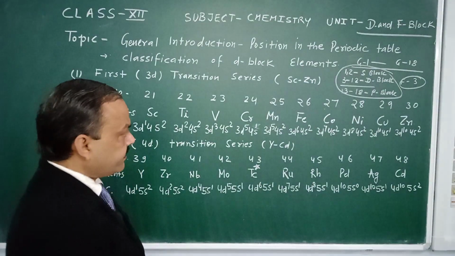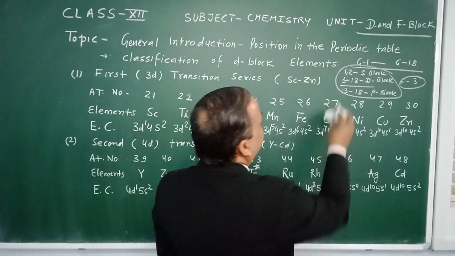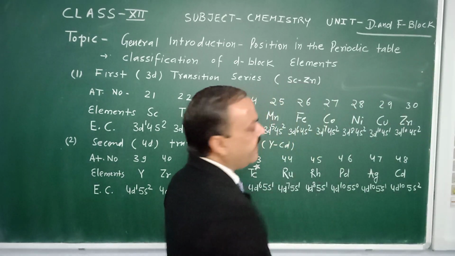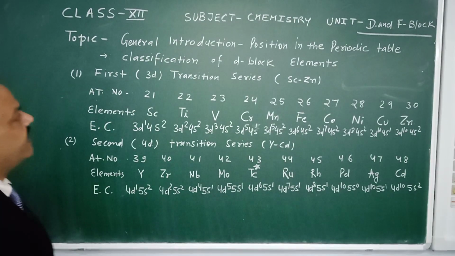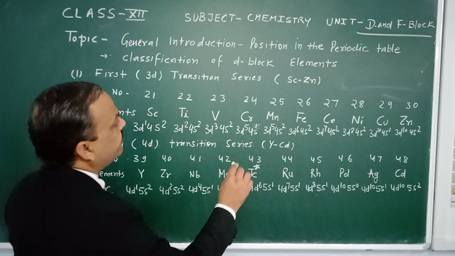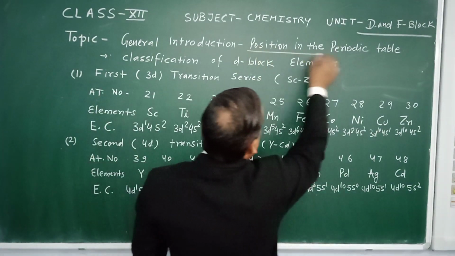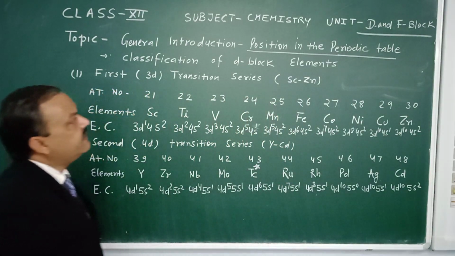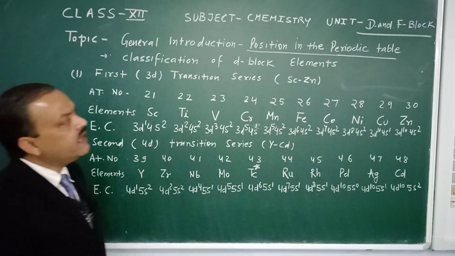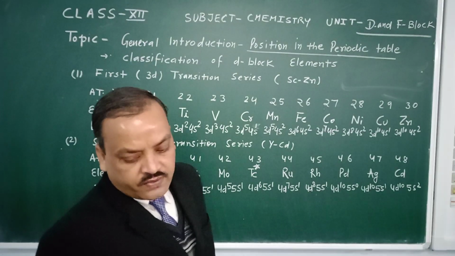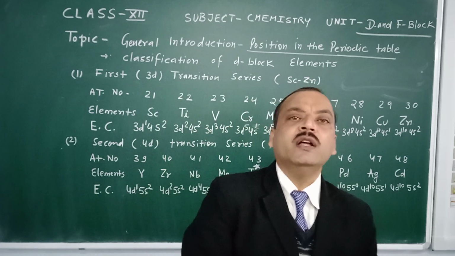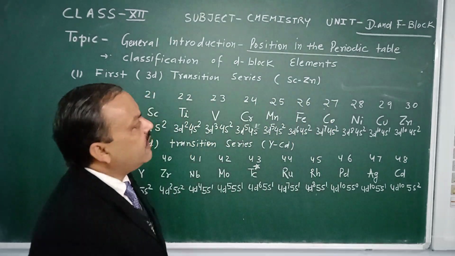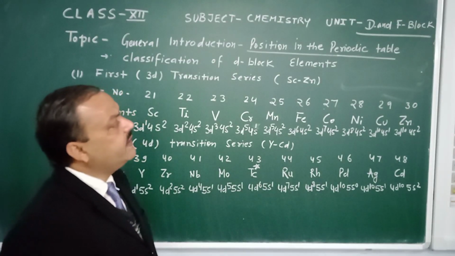Now we discuss the details of d and f block elements. First, the general introduction and position in the periodic table. We know that from group number 3 to group number 12, elements are included as the d block elements. Why are they known as d block elements? Because electrons are filled in the d subshell.